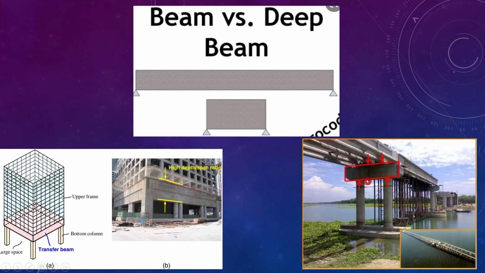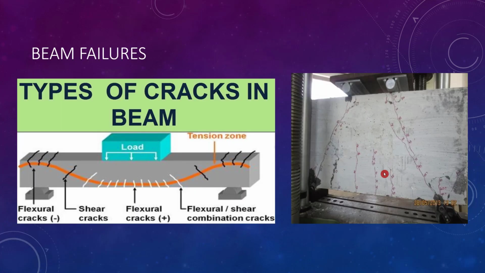Deep beams are also used in the case of bridges. You can see the girders, the topmost portions are supported on the pier, and the load on the girder is transferred to the pier through the deep beams. So the behavior of a deep beam is very different from a normal beam. That's an important thing, and the design is also focused on the behavior of these types of beams.